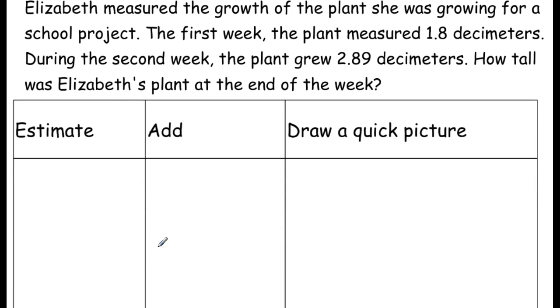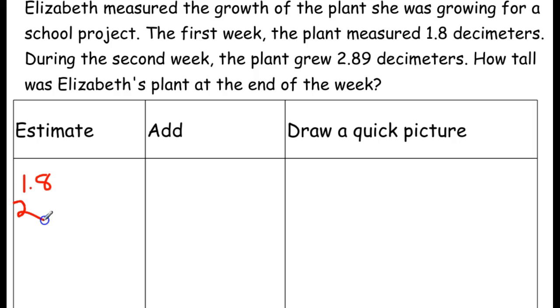Elizabeth measured the growth of the plant she was growing for a school project. The first week, the plant measured 1.8 decimeters. And during the second week, the plant grew 2.89 decimeters. How tall was Elizabeth's plant at the end of the week?